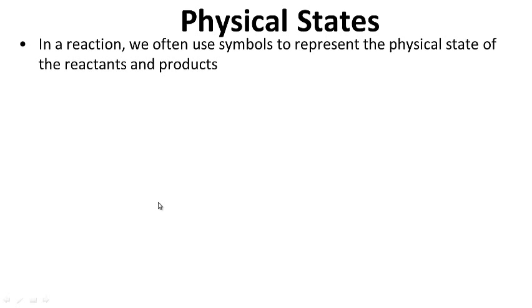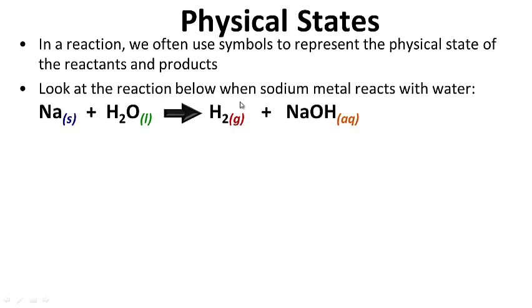So physical states, the last thing we're going to talk about here today is physical states. In a reaction, we often use symbols to represent the physical state of the reactants and products. Let's look at this reaction below when sodium metal reacts with water. Okay, sodium is a solid metal, all right? Then we have water in the liquid form, hydrogen is gas, and sodium hydroxide is what we call aqueous.